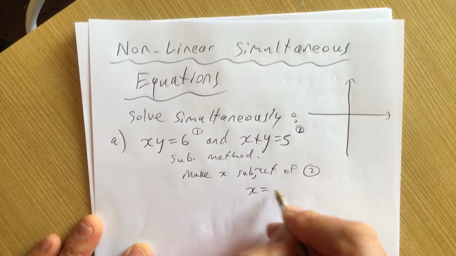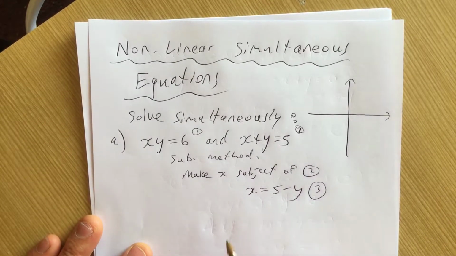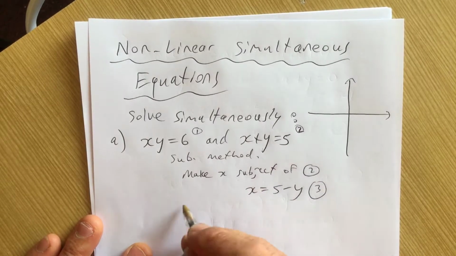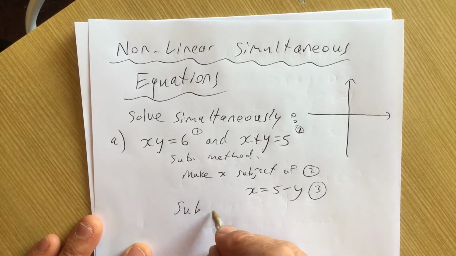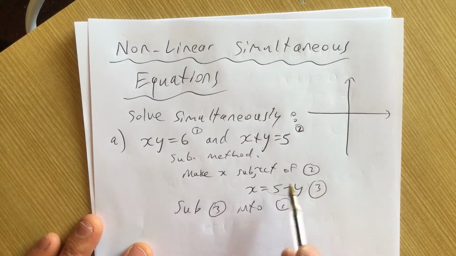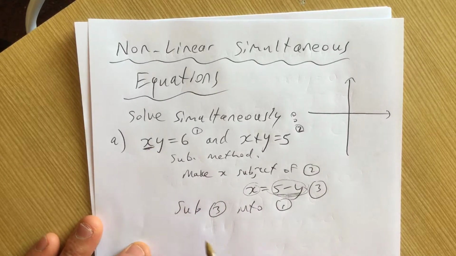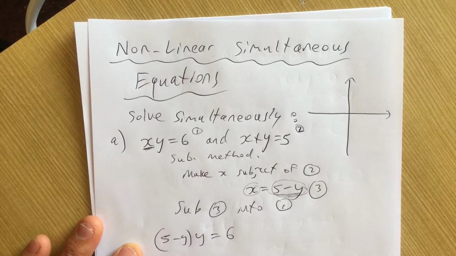So I'll get x equals 5 minus y, moving the y over there. That's equation 3, which is really just equation 2. And then sub equation 3 into equation 1. So you can see where x is, 5 minus y, that's going to go in there where x is. So instead of xy equals 6, you get 5 minus y times y equals 6.